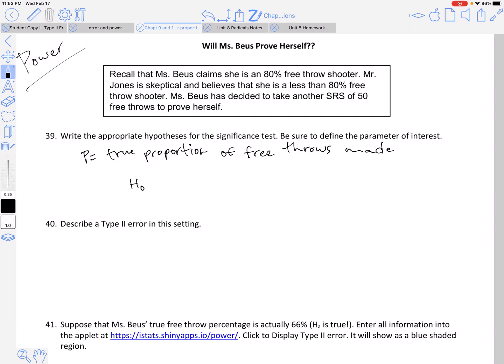So remember, our null is at 80%. And if the null is true, then I'm being truthful. Putting that into words, I told you I was 80%, and I am. Alternatively, based on evidence, we think that P is probably less than 80%. And if this happened, I'd be exaggerating, if the alternative was true.